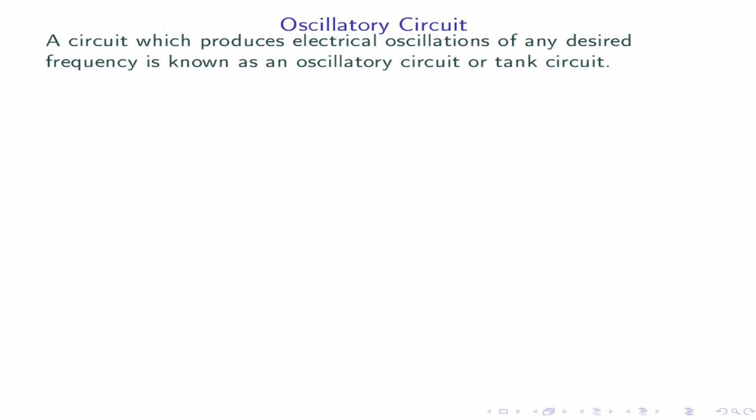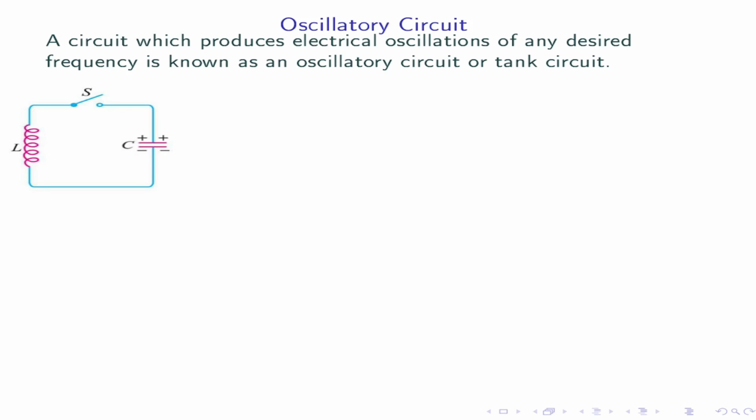The essential part of an oscillator is the oscillatory circuit. A circuit which produces electrical oscillation of any desired frequency is known as oscillatory circuit or tank circuit. A simple oscillatory circuit consists of capacitor and inductor in parallel. Suppose the capacitor is charged from a DC device with a polarity like this. The upper plate of capacitor has deficit of electrons and lower plate has excess of electrons. Therefore, there is voltage across the capacitor and the capacitor has electrostatic energy.